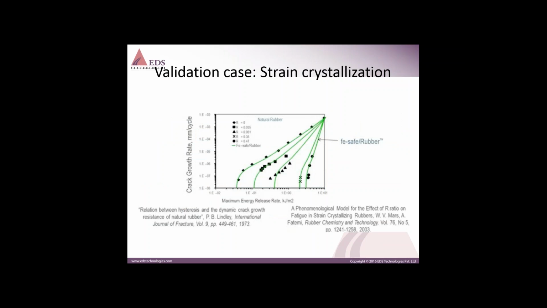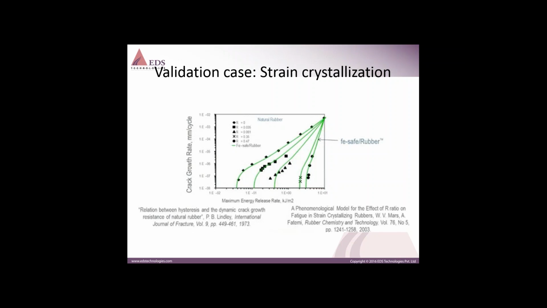Here is a validation case for strain crystallization. Endurica has integrated nearly 60 years of research from various literature and validated this in FSAF Rubber. In this slide you can see mainly the strain crystallization effect for natural rubber. These are fatigue crack growth rate curves that are plotted for different R ratios, that is, whether the load is fully relaxing or non-relaxing. You will come to know from the R ratio.